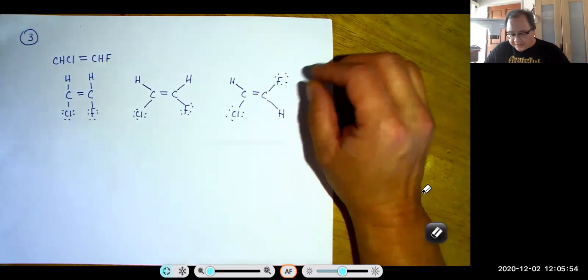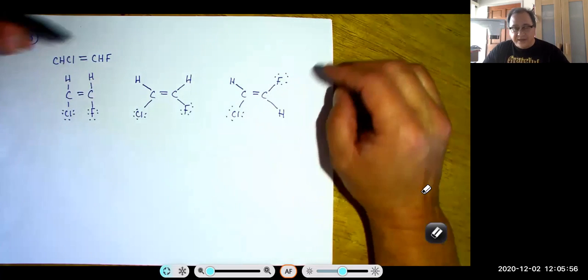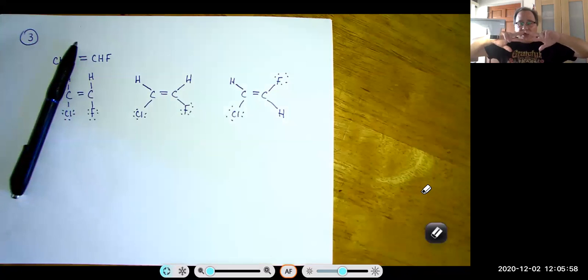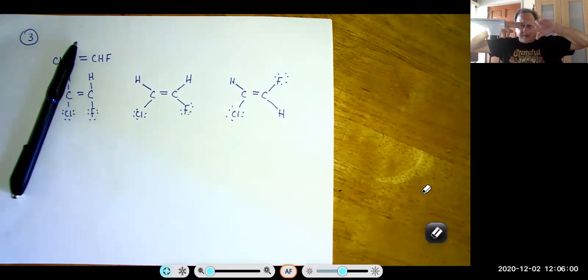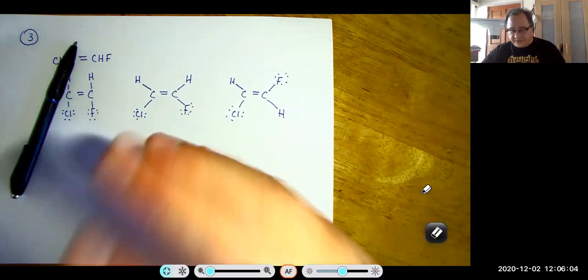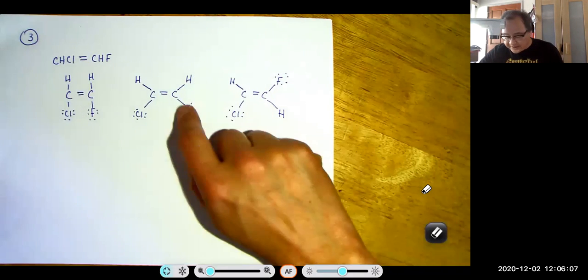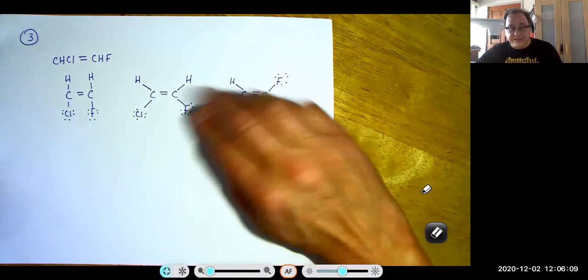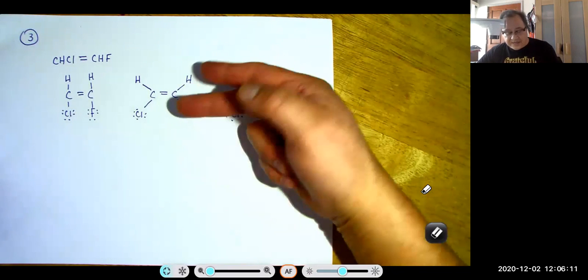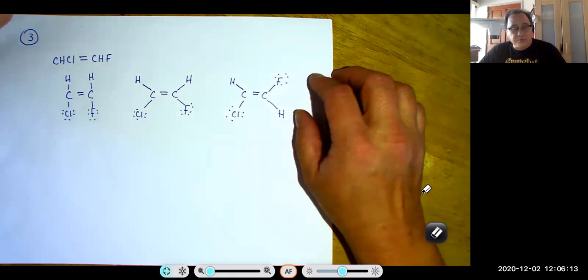Well, with this guy here, we've learned in this chapter that if you have a double bond, you can't twist the double bond because it breaks it. Okay, so this thing can't twist, and we can't simply turn this into that by twisting this half of the molecule. You can't do that. You would break the pi bond.